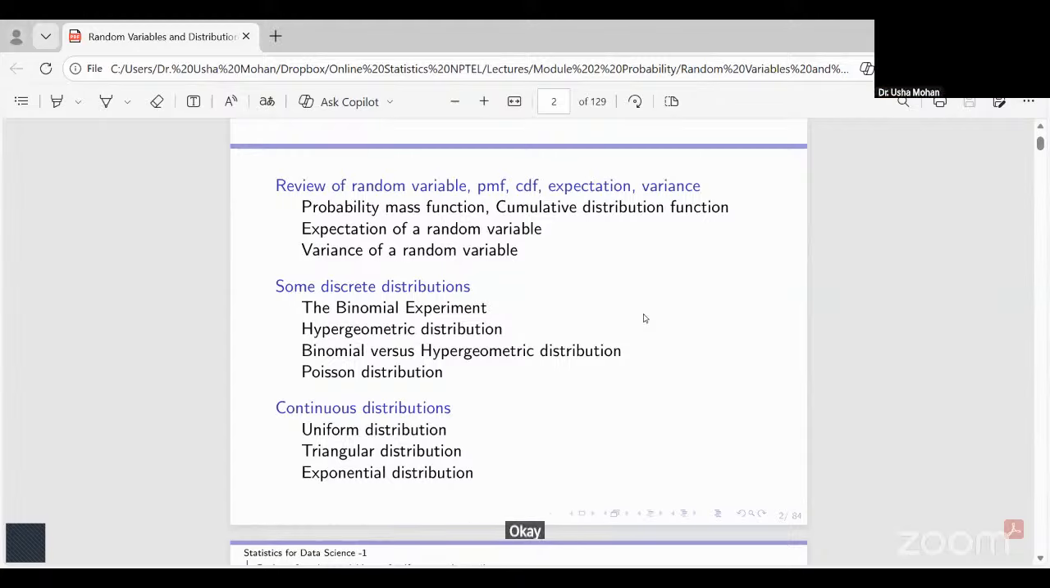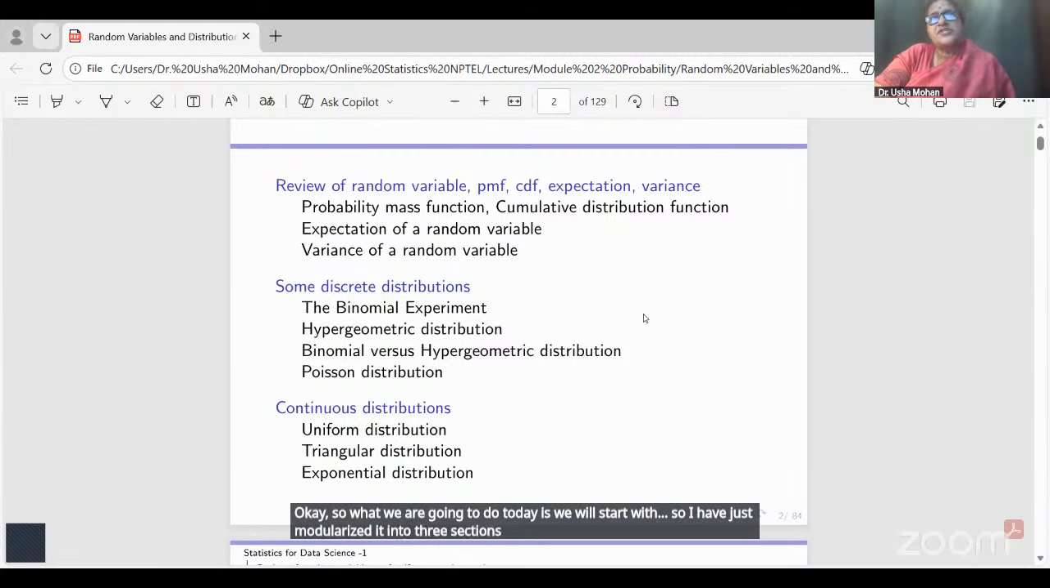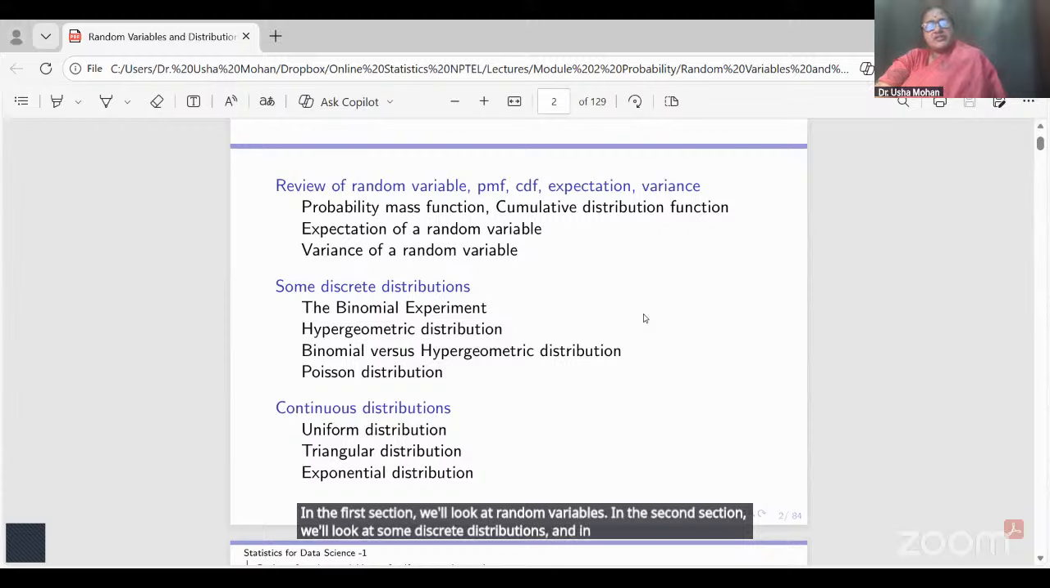Okay. So what we are going to do today is I have modularized it into 3 sections. In the first section, we'll look at random variables. In the second section, we'll look at some discrete distributions. And in the third section, we'll look at continuous distributions. This is the plan or the agenda for today.